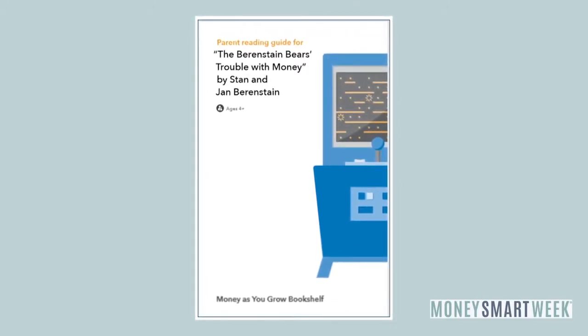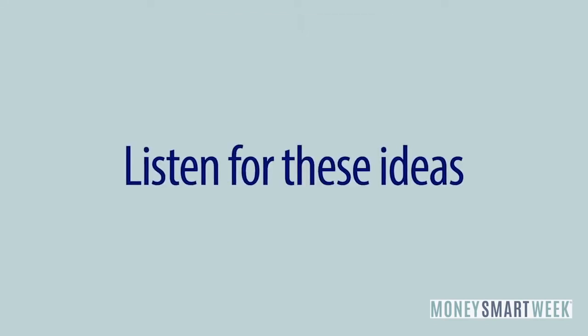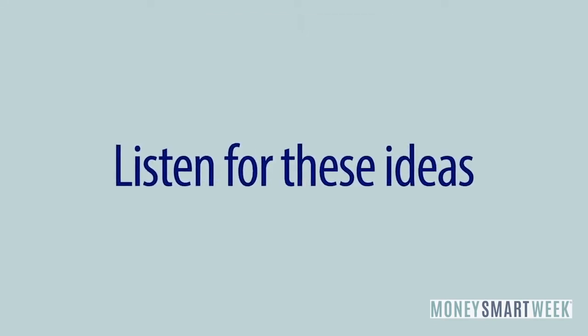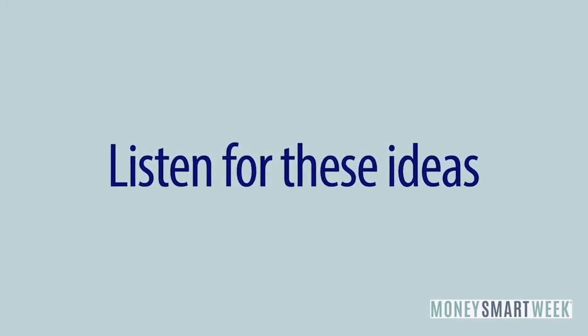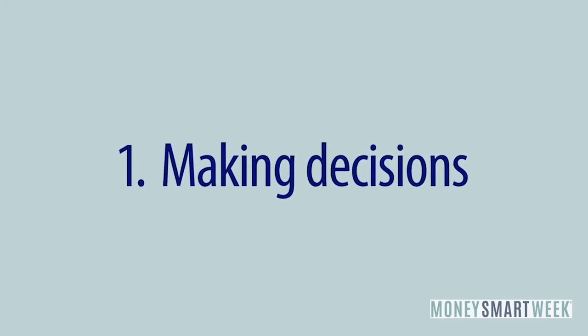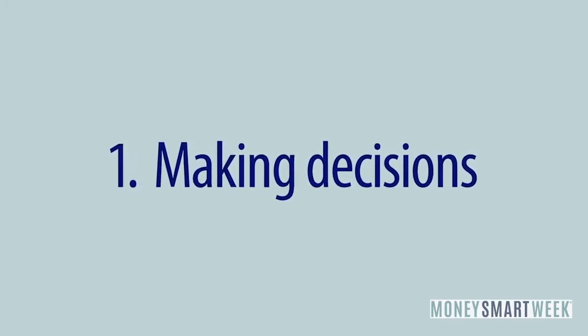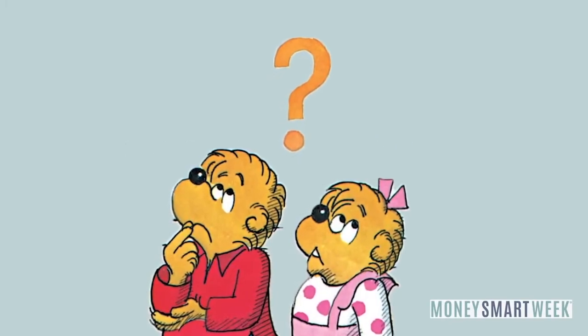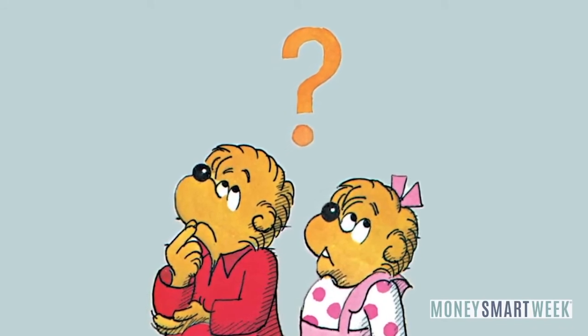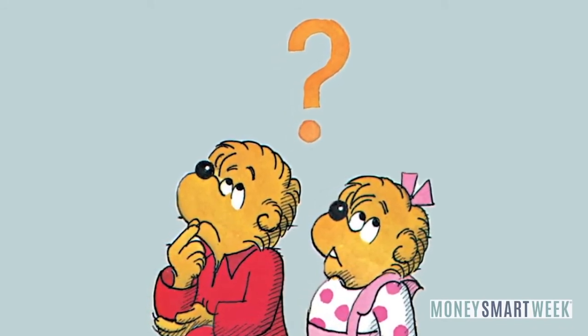There is more to know about money than just how to spend it. Before we start the story, think about the following key ideas. Keep them in mind as we read and see if you can find examples of them taking place. First, making decisions. It's important to learn about your options because there are different ways to use money. Your way might not be the same as your brothers', sisters', or parents', or what we see in the book.